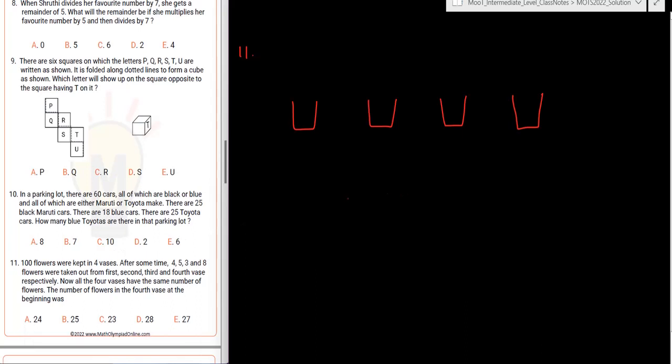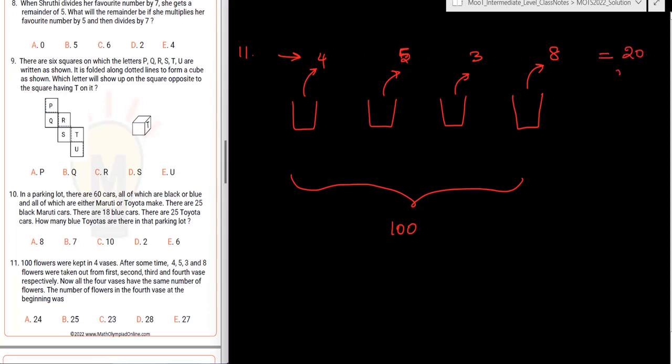So total 100, right? All these initially had 100. They removed 4 out of this. They removed 5 out of this. They removed 3 out of this and removed 8 out of this. How many flowers did they remove? That is a key idea here. They removed a certain number of flowers from each of them. How many in total were removed? 4 plus 5 plus 3 plus 8, that's equal to 20. So 20 removed. So after removing these 20 flowers, all the flower vases have the same number of flowers.